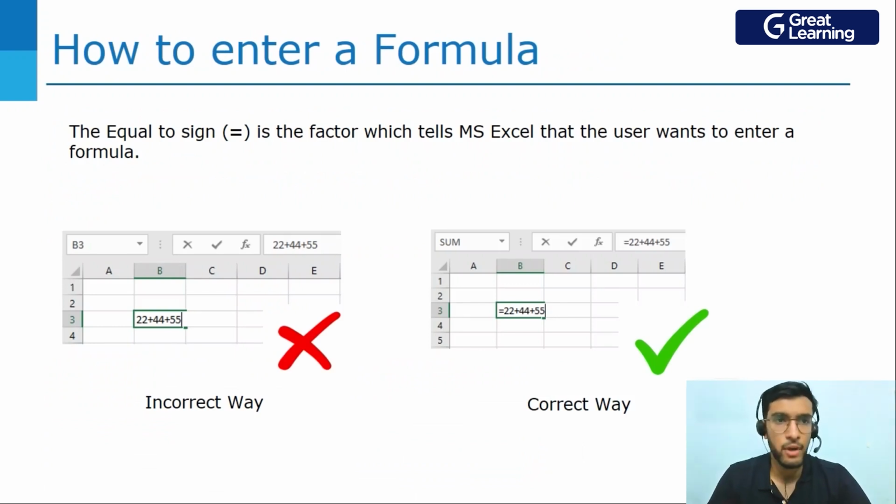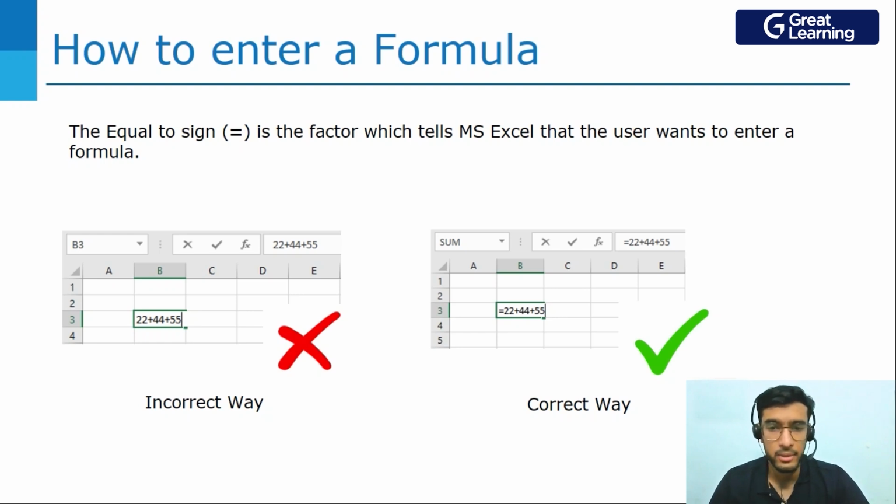Before getting to how to enter a formula, we'll first discuss how Microsoft Excel understands that the user wants to enter a formula. In the first example, the user inputs 22 plus 44 plus 55, and Microsoft Excel understands this input as text only because there is a lack of an equal to sign. So the equal to sign is the factor which tells MS Excel that the user wants to enter a formula.